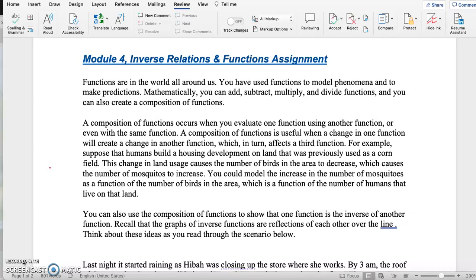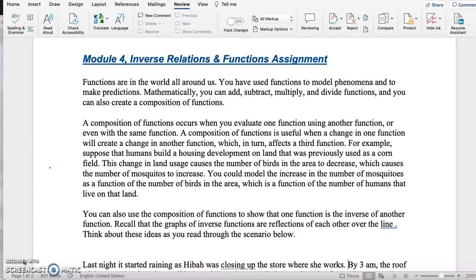We can also have a composition of functions. So a composition of functions is useful when a change in one function will create a change in another function, which in turn affects a third function. For example, suppose that humans build a housing development on land that was previously used as a cornfield. This change in land usage causes the number of birds in the area to decrease, which causes the number of mosquitoes to increase. So you can model the increase in the number of mosquitoes as a function of the number of birds in the area.